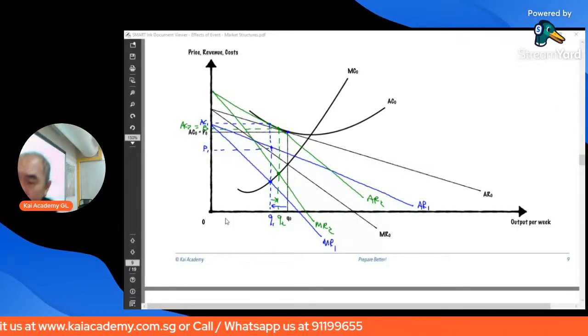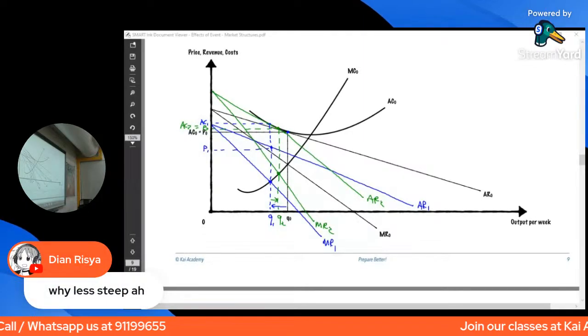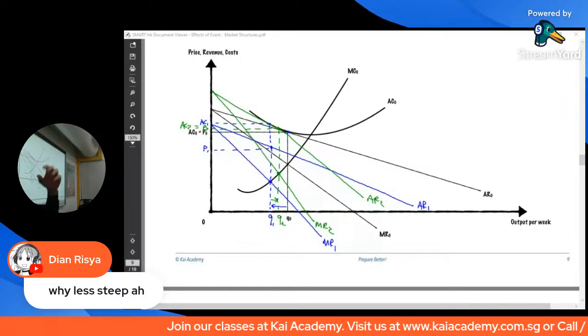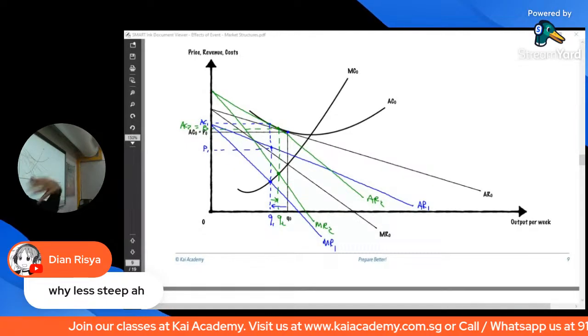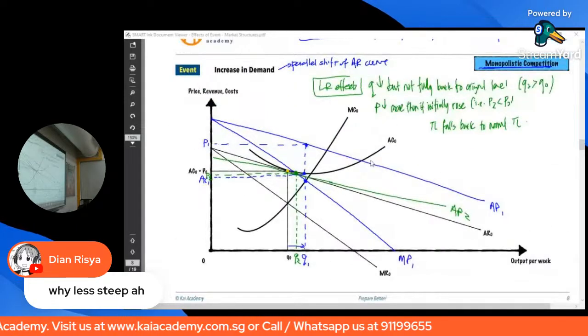So Dian, why less steep is referred? Okay, let me go through. So Dian, when you say why less steep, you are referring to the increase in demand, right? So less steep is because as you have more new firms entering in the long run, so Dian is asking for the previous case, right?